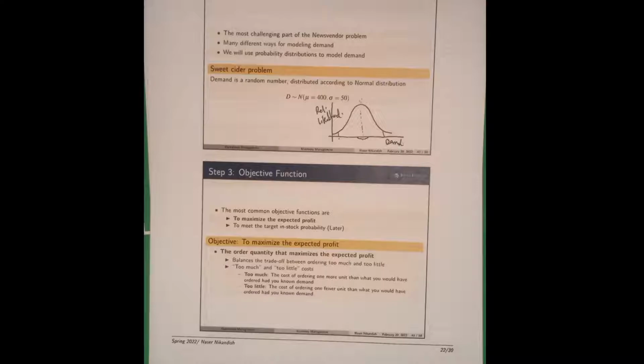Make sure that customers know about your brand, know about your product. There, you don't care about the cost. You just want to make sure that if a customer wants my product, he or she is going to get it. That is going to be the next objective function that we are going to discuss. Last one, to meet the target in-stock probability. We are going to talk about this later, but first let's focus on the situation where all you care about is money.